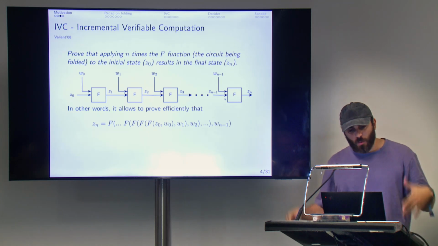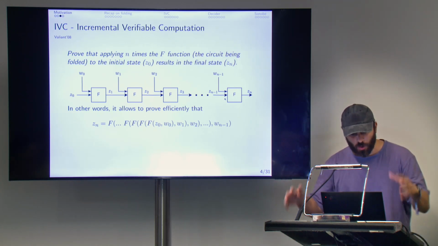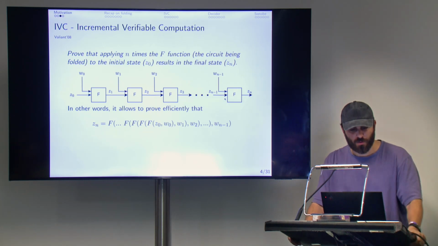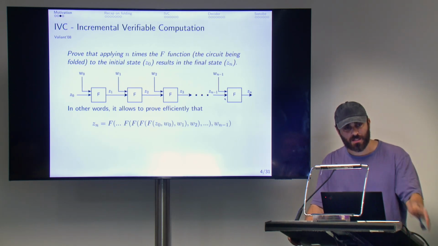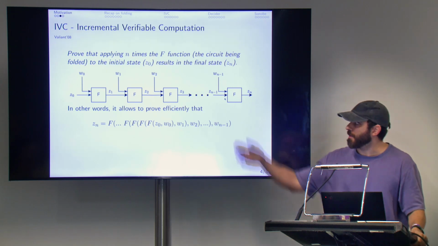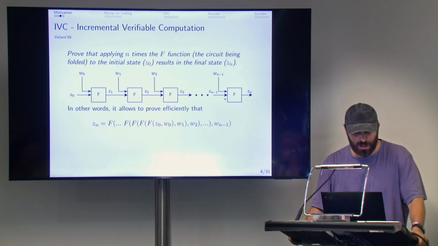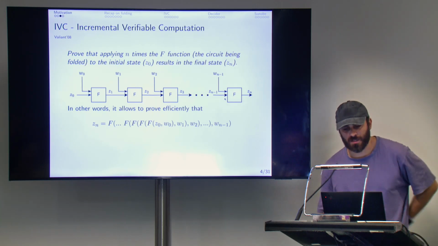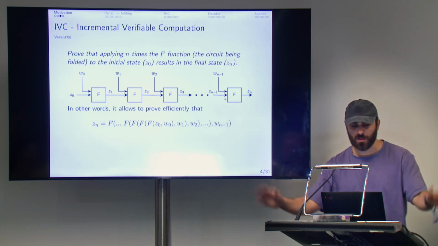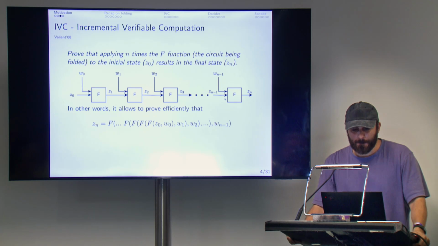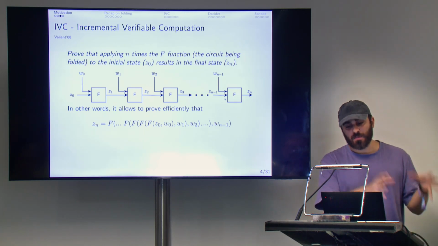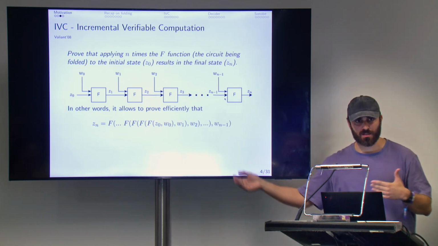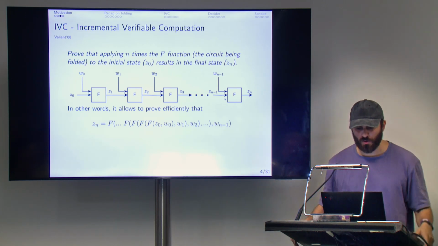We use folding, but we use it in this context of IVC, but also sometimes with PCD, proof-carrying data. Here, IVC stands for Incrementally Verifiable Computation, and comes from a 2008 paper from Valiant. And the idea is that we can prove that we apply n times some function f, which will be the circuit that we want to prove, to some initial state. After n iterations, we obtain this final state. So that's kind of the mental model of the IVC.